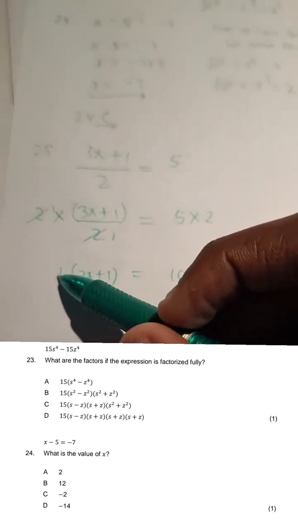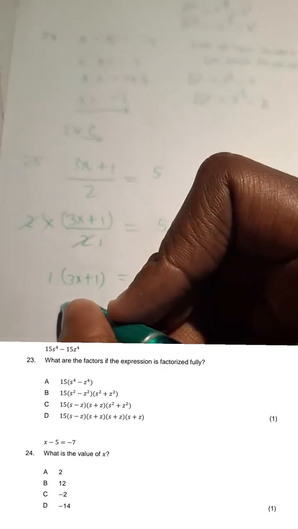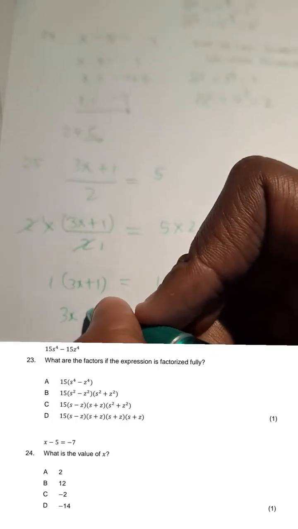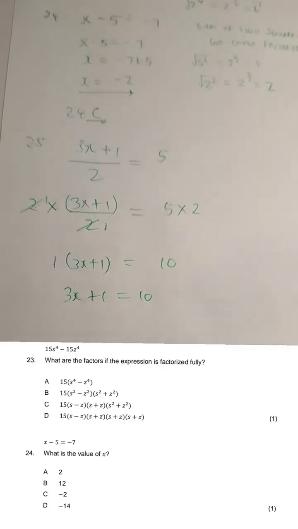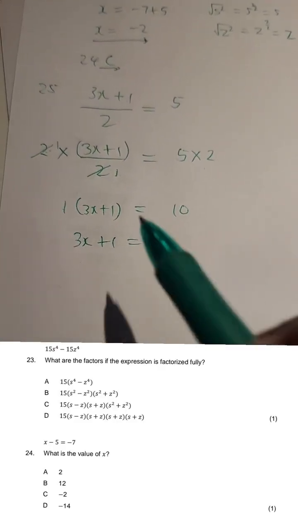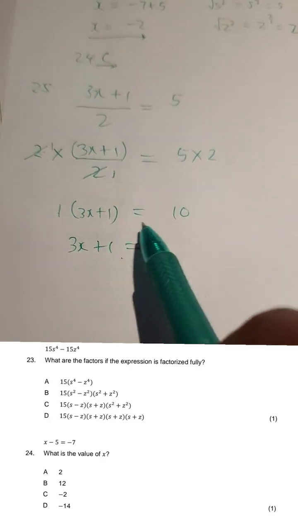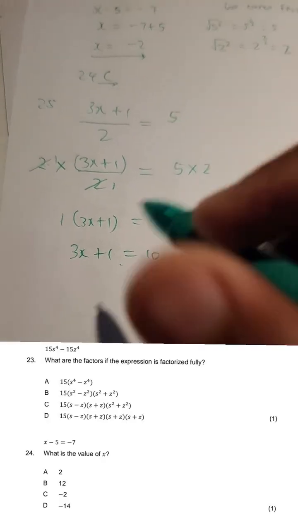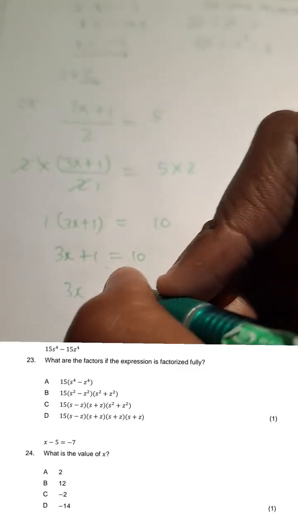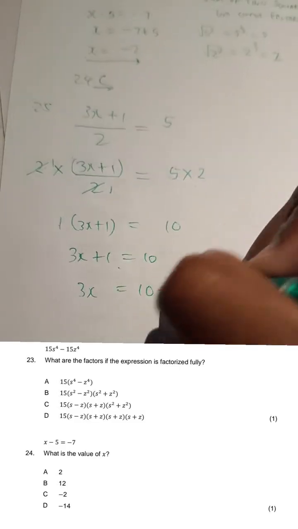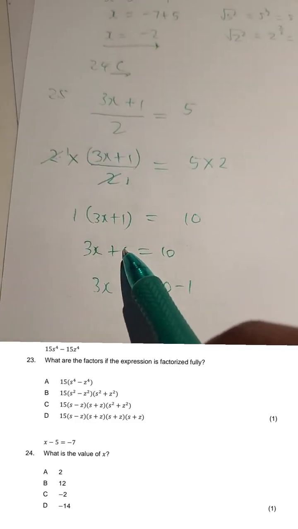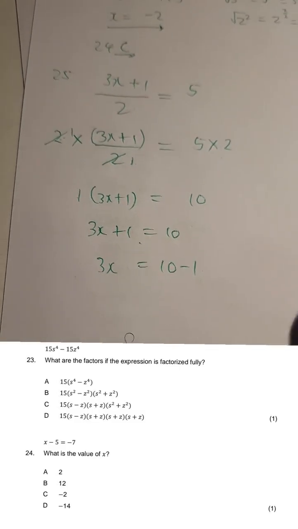Okay, then we take the 1, we distribute it inside the bracket. That removes the bracket. We get 3x plus 1 is equal to 10. Now we have two terms on the left hand side. Plus 1 needs to be transposed to its like term. So that helps us isolate 3x. We transpose positive 1, it becomes -1 on the other side.